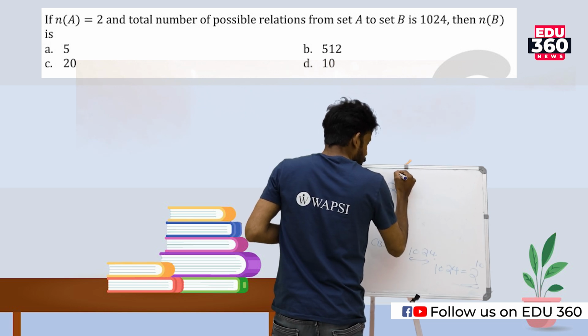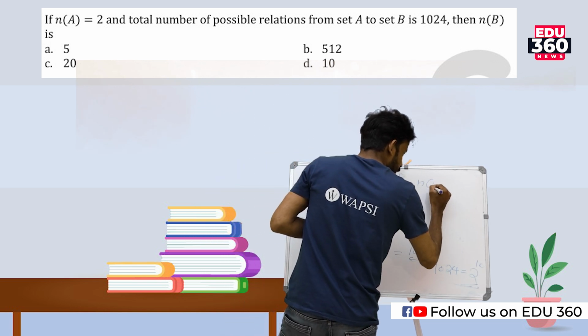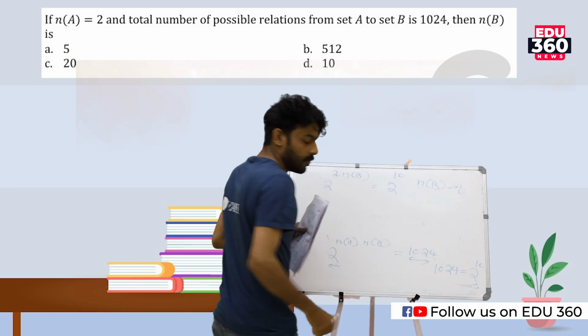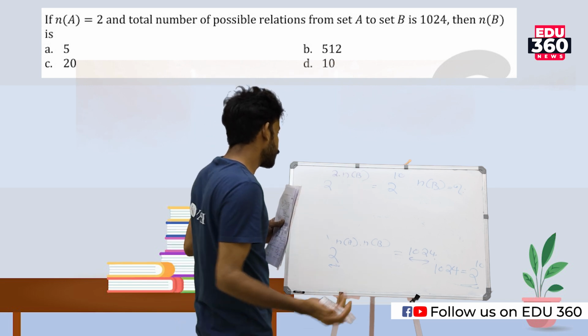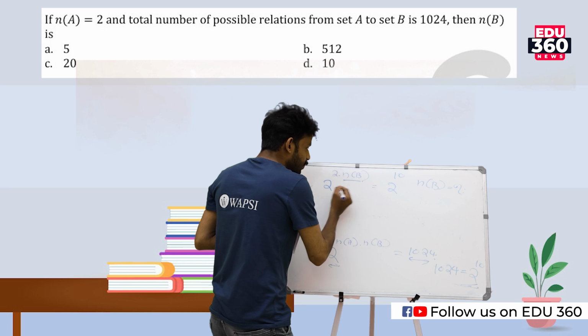So what do you have to find here? In this question, we need to find n of B. We need to find this n of B. So now again look at the question. You can see that n of B. So here the base is 2.